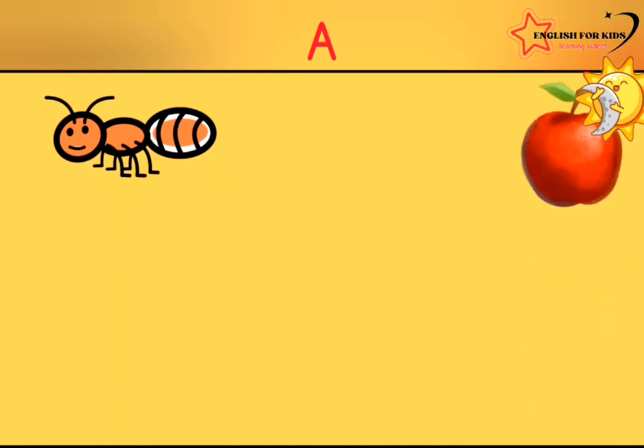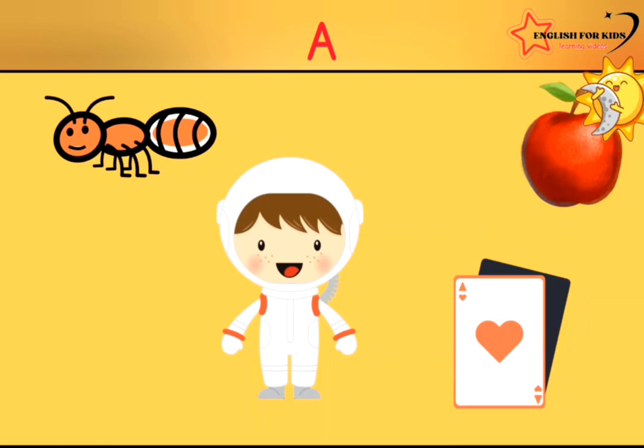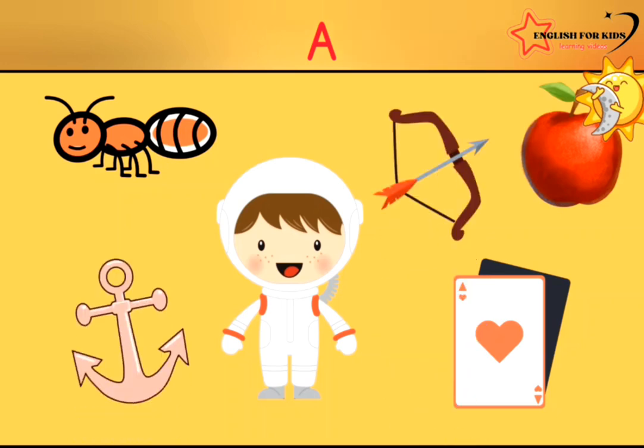A is for apple. A is for astronaut. A is for ace. A is for arrow. A is for anchor. You know some A words.